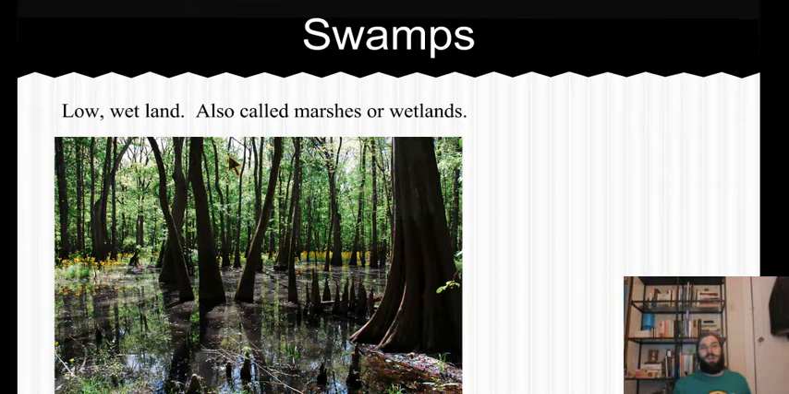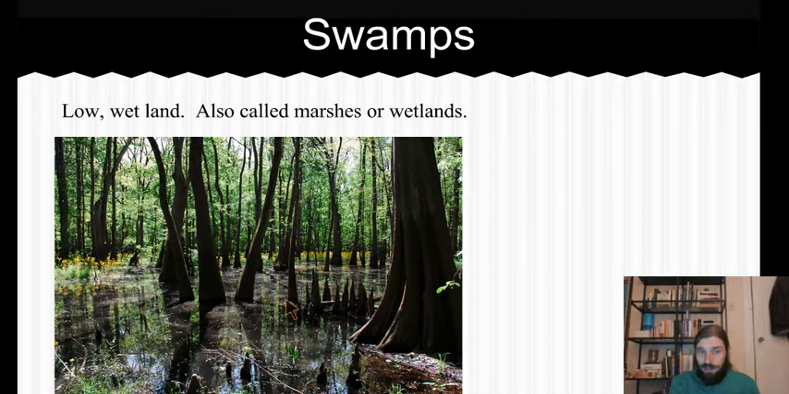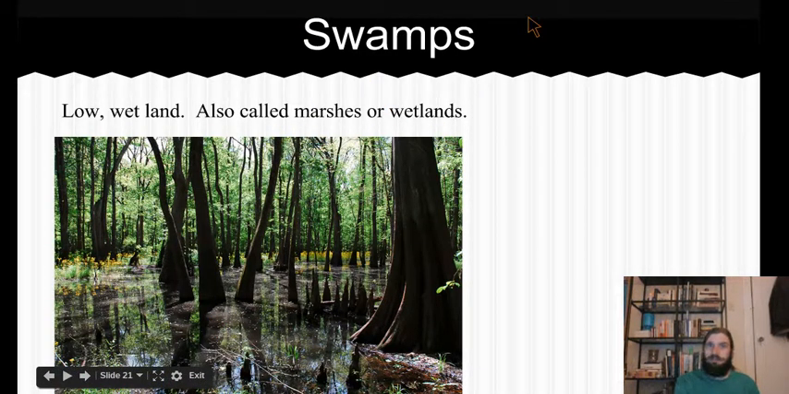Next, we'll talk about swamps. Now, swamps are low, wet land, all right? They're also called marshes or wetlands. I really like this word wetlands because it really describes what a swamp is. It's wet land. Look at the picture. Wet land. All right. So wetlands to me is most helpful, but you will also need to know the words marshes and swamps. Go ahead and put that definition on your worksheet.